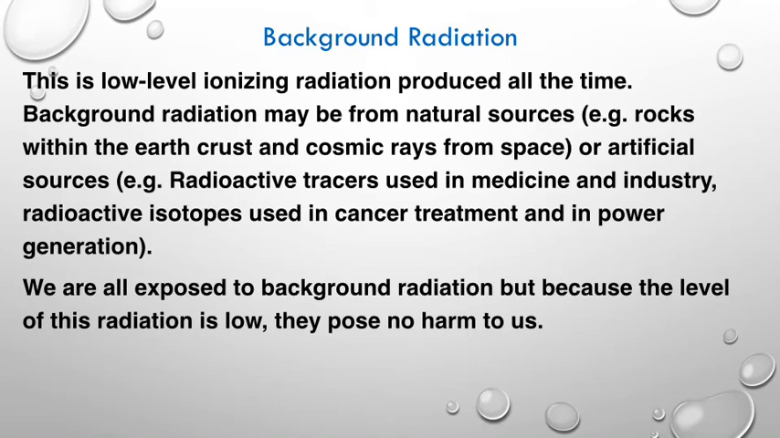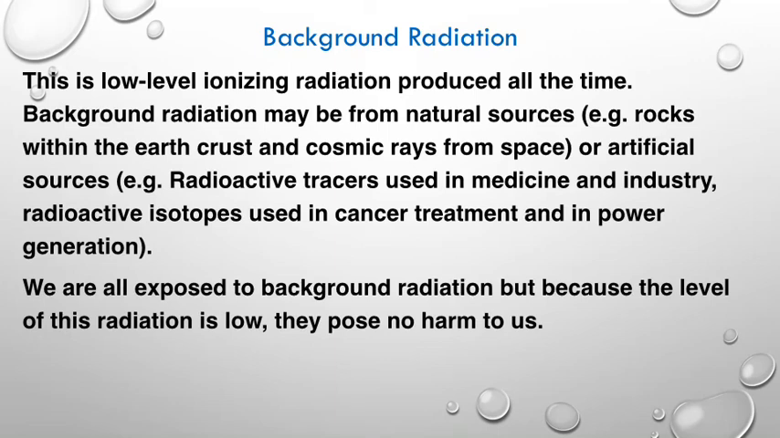As I said earlier, we all are exposed to ionizing radiation, background radiation. So what is background radiation? This is low-level ionizing radiation produced all the time. It may come from natural sources like rocks within the Earth's crust, or even cosmic rays from space, or artificial sources like the radioactive tracers used in medicine and industry, the isotopes used in cancer treatment, or even power generation in nuclear plants. Nuclear plants may give off some measure of background radiation to people surrounding there. That's a background radiation that they cannot avoid.